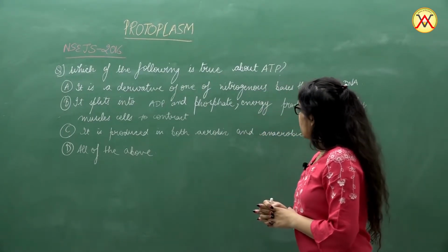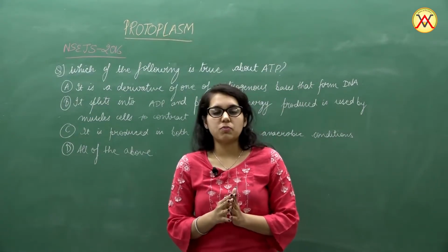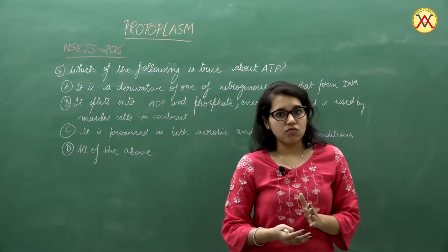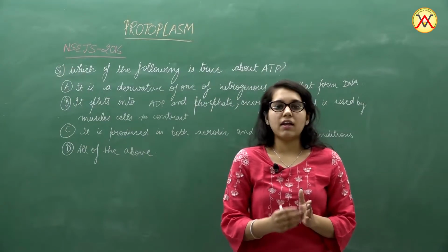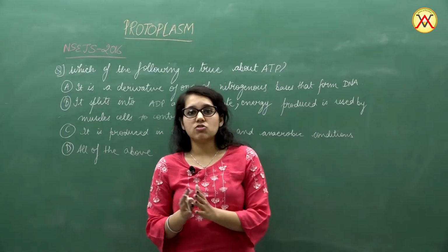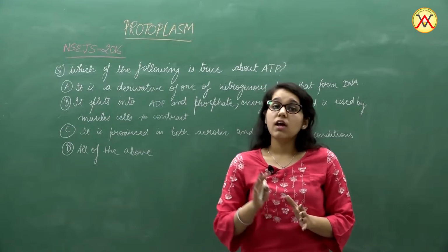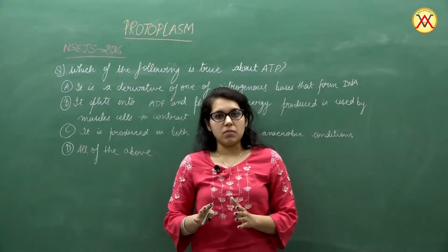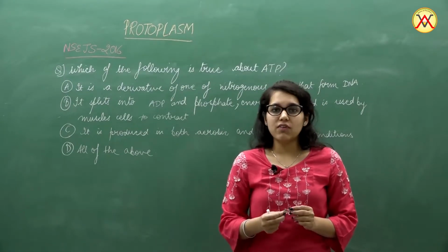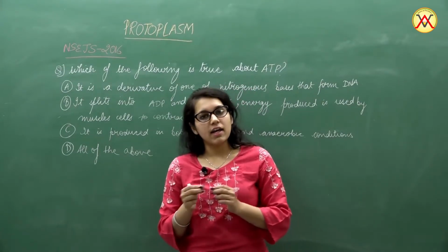It is produced in both aerobic and anaerobic condition. When we talk about respiration, we say that there are 2 types of respiration. One is aerobic, the other is anaerobic. Aerobic, which occurs in the presence of oxygen, also produces ATP, and a large amount of ATP is produced. And anaerobic respiration, which does not require oxygen, or occurs in the absence of oxygen, also produces ATP but in less amount. We'll discuss this in a later chapter on respiration, but giving a brief idea here, ATP is produced in both aerobic and anaerobic conditions.